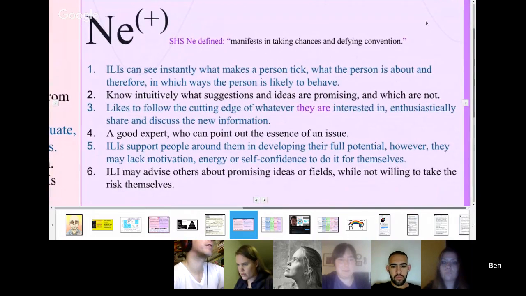So Enrique, what do you think? And Enrique, you can say what you think of one, and then Elena can say, and sort of like ping pong between the two of you on each one. So Enrique, what do you think of number one? Right, I.L.Is can see instantly what makes a person tick, what the person is about, and therefore in which ways the person is likely to behave.